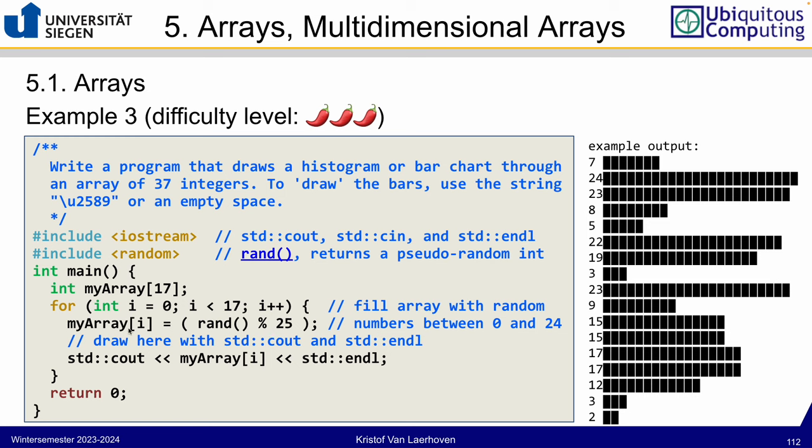So in this case, all the elements of my array will have a number from 0 to 24 randomly assigned to them. And now the question is, how can we make a nice histogram bar chart out of this? Something that should look like this over here, right?